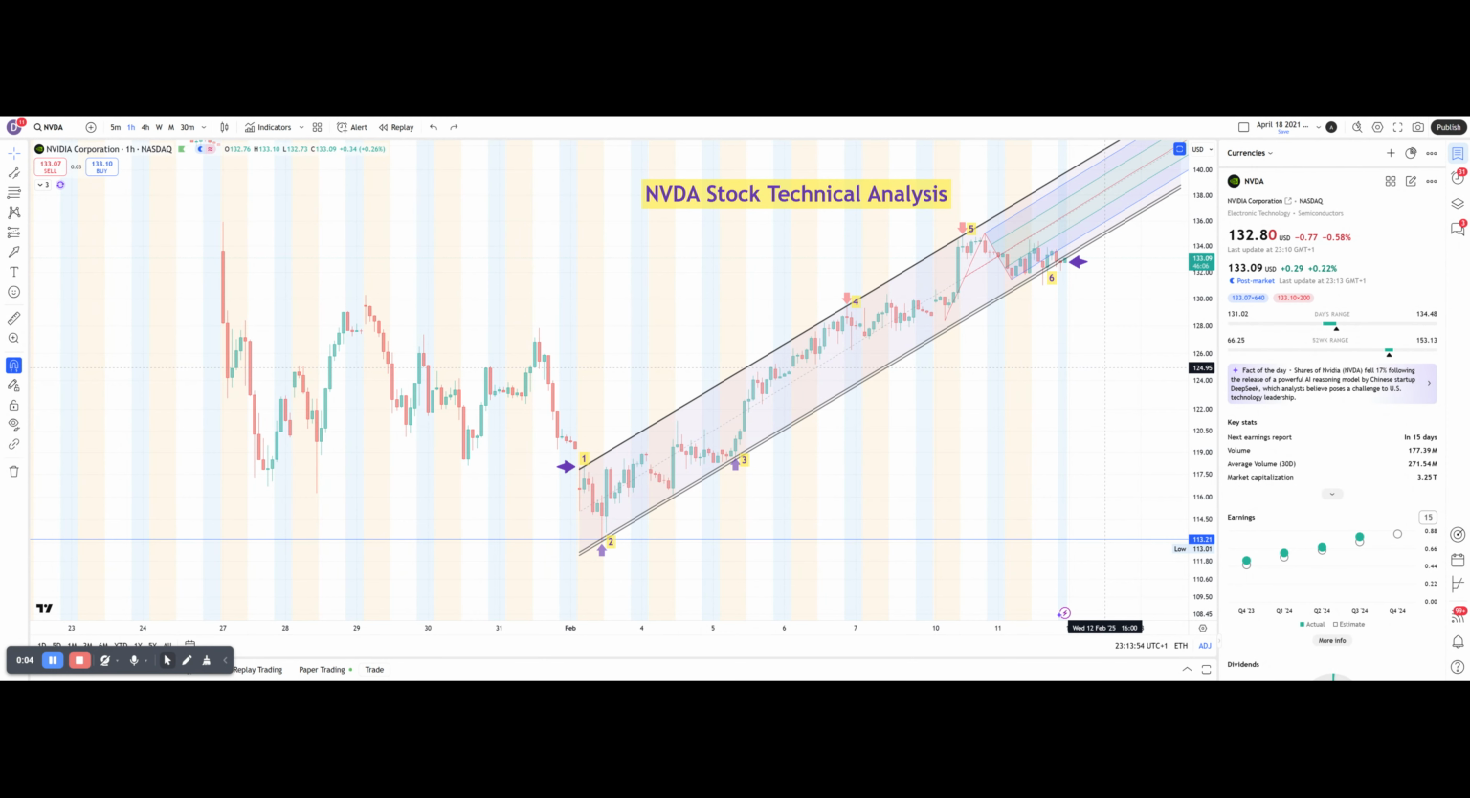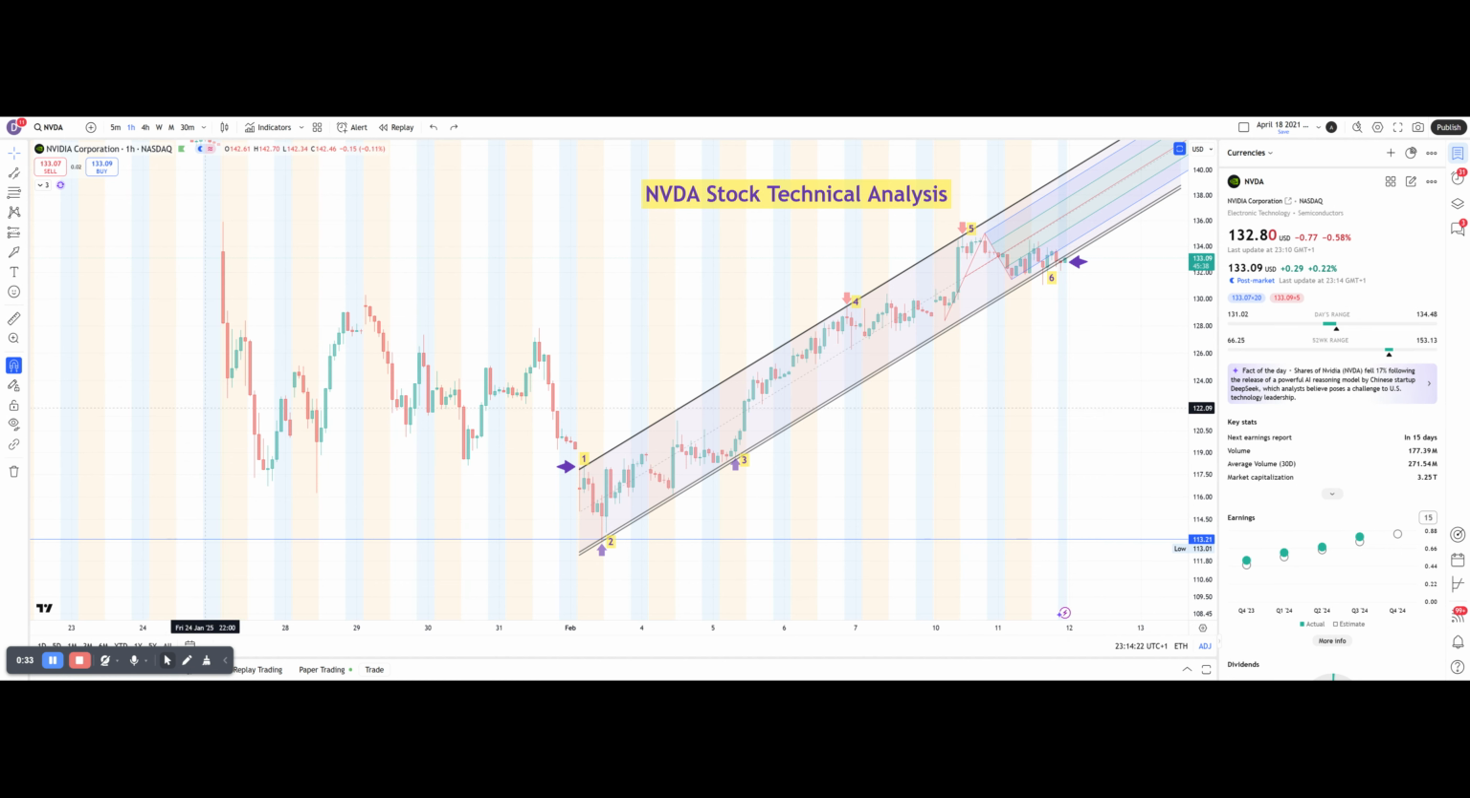I'll be looking at NVIDIA Stock Technical Analysis, ticker NVDA, as you probably all know. And currently it's at $133, more or less, in post market of 11th of February 2025. And I'm looking at the 1 hour chart.